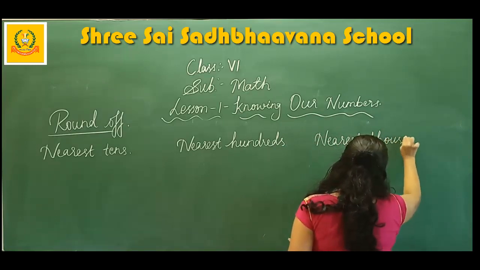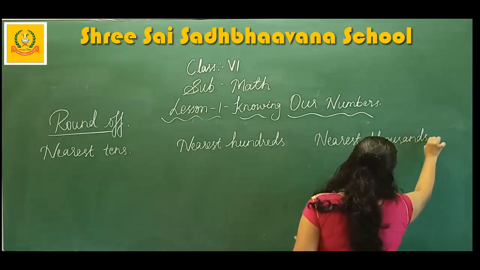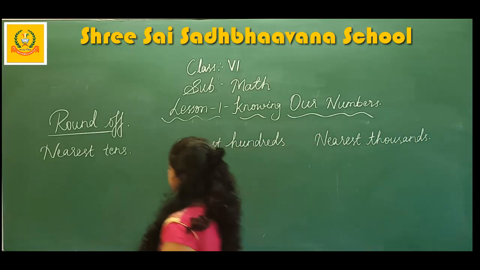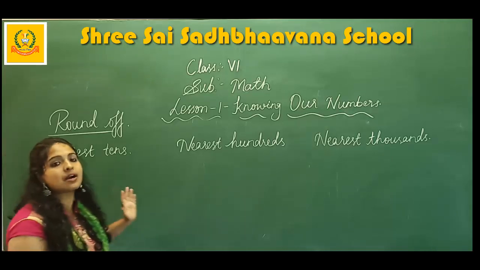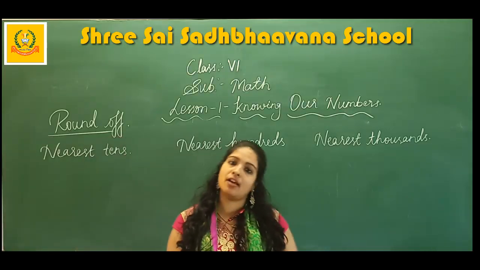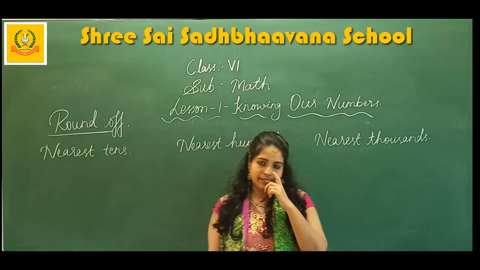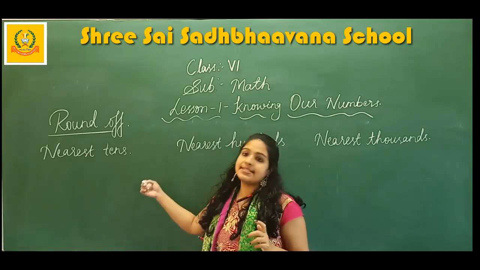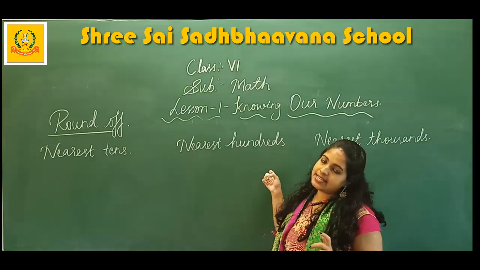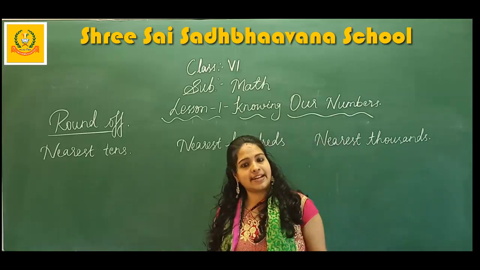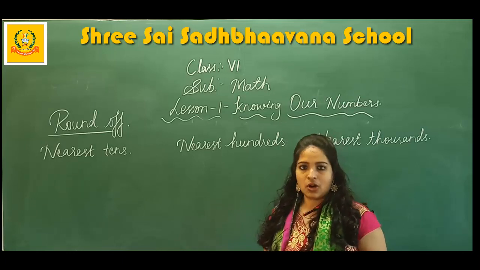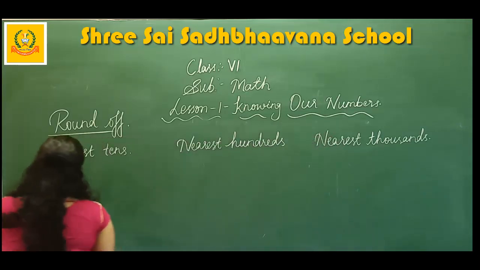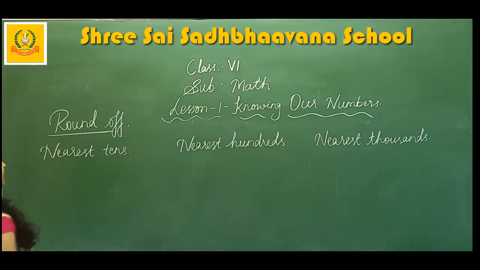Nearest thousands. Okay, let me write some examples. Now what we are going to do, children, here we are going to round up the numbers. That is nearest tens, nearest hundred and nearest thousand. I know that you already studied in 5th standard, but still we are going to recall this again. Okay, yes, nearest tens. So let me write one example.